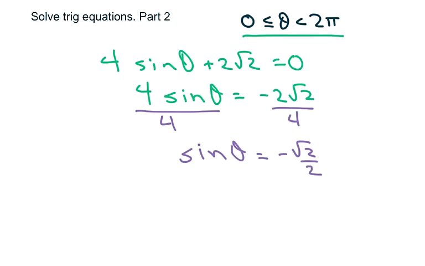Well, sine of theta is negative in quadrants 3 and 4, and so that's going to be 5 pi over 4 and 7 pi over 4. And those are your two solutions.